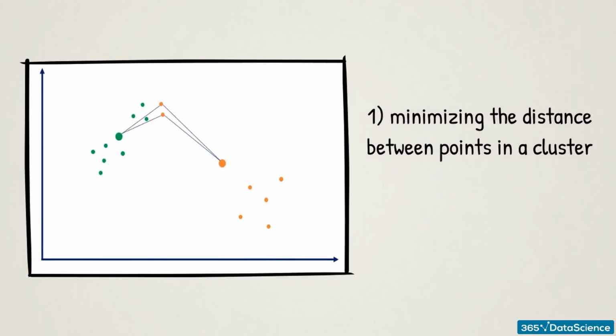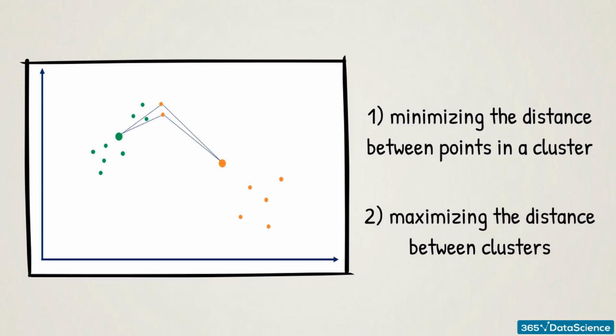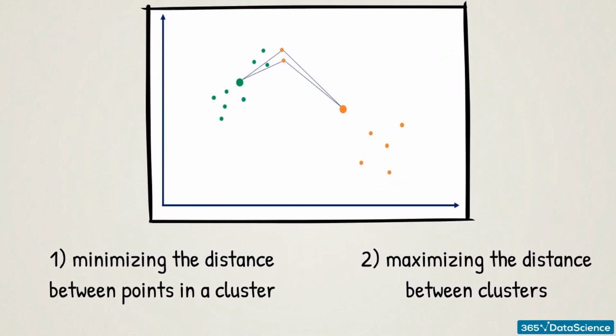Remember that clustering was about minimizing the distance between points in a cluster and maximizing the distance between clusters? It turns out that for k-means, these two occur simultaneously. If we minimize the distance between points in a cluster, we are automatically maximizing the distance between clusters. One less thing to worry about.